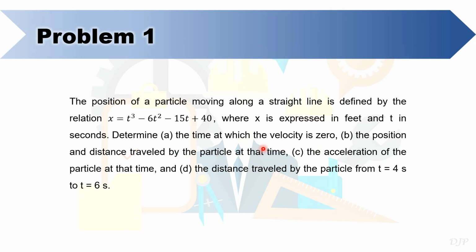Which means we solve for position and distance using the value of time t that we got from the first requirement. And then the third requirement is to solve for the acceleration, using also the value of time t that we got from the first requirement. And lastly is the distance traveled by the particle from 4 seconds to 6 seconds.